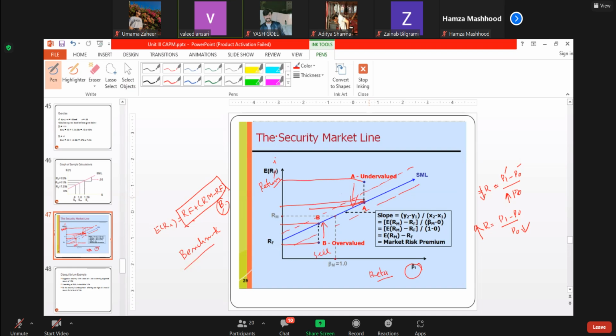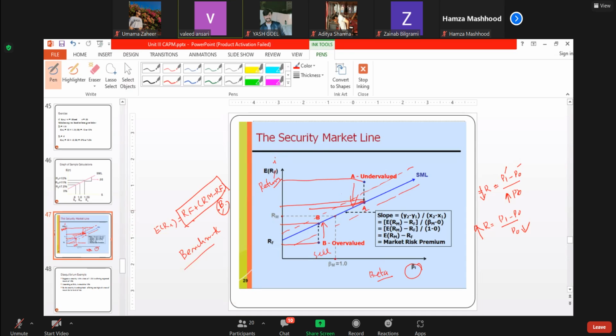So that is why some deviation may be there from the equilibrium, because you have to spend money, transaction costs, and therefore the deviation might be there, but this equation is very, very important.